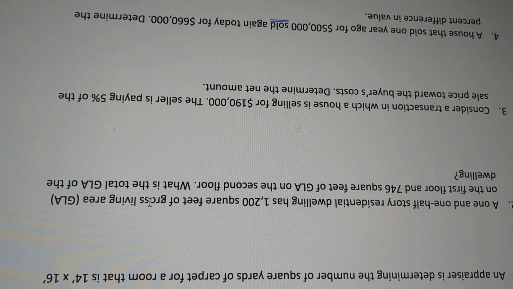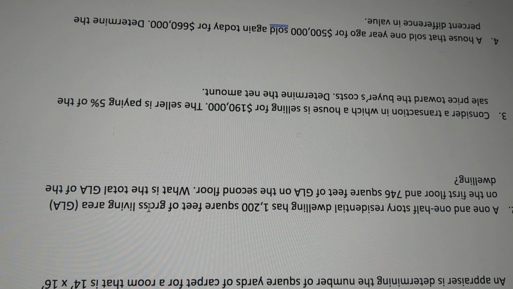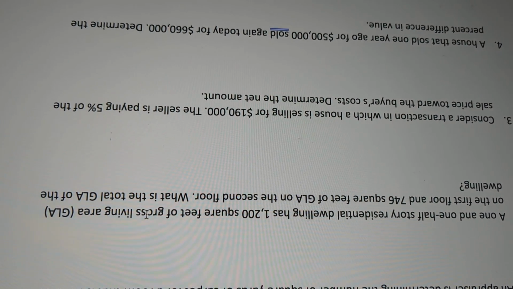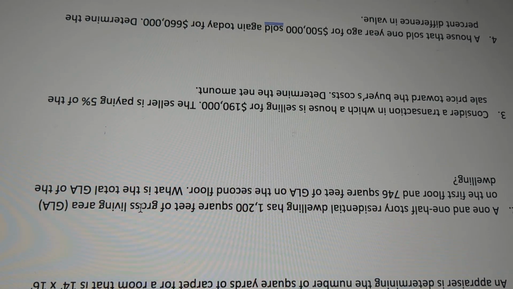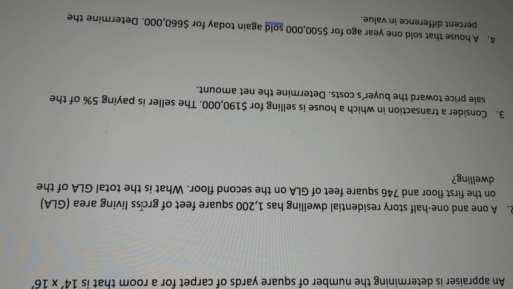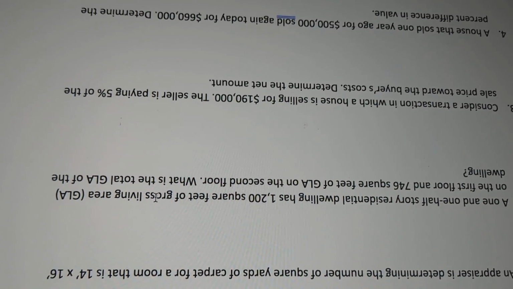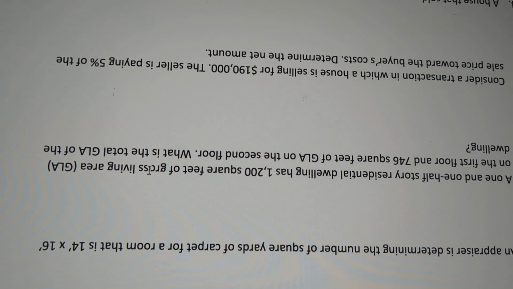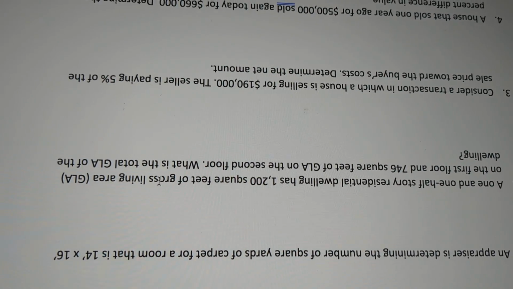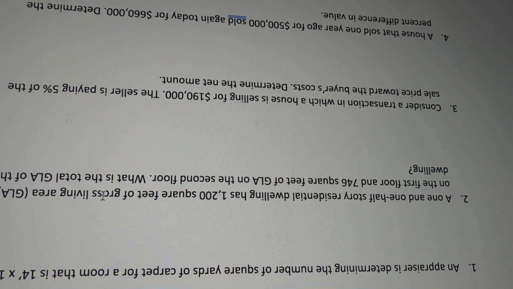A 1.5 story residential dwelling has 1200 square feet of gross living area on the first floor and 746 square feet of gross living area on the second floor. What is the total GLA of the dwelling? So if we were to do this question by hand, what we would be doing is adding up all the square feet of gross living area in the house to get the total.